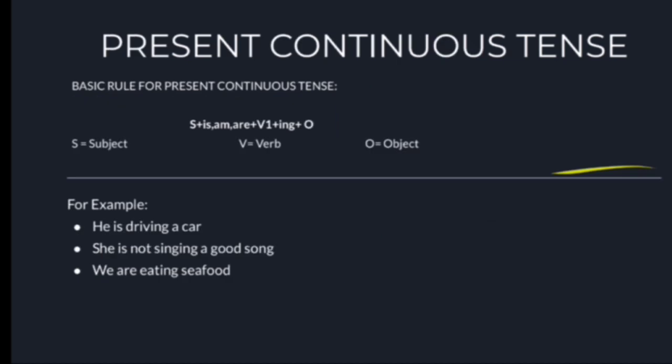Basic rule for simple present tense: subject plus V1 plus S or ES. If your subject is singular, then in the verb's base form you will put S or ES, plus object. For example, he drives a car, she plays football, I study English.